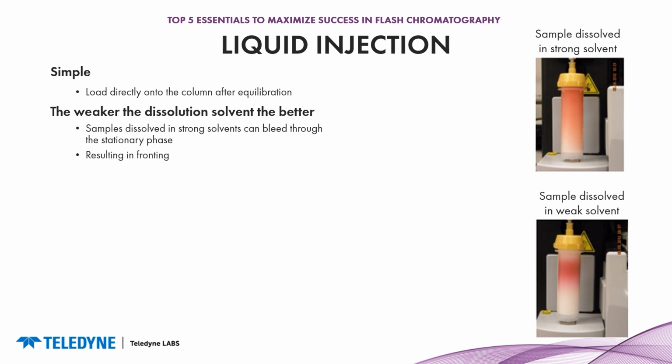Why should you be using liquid injection? Well, liquid injection is actually quite simple. All you have to do is load your sample onto the top of the column after equilibration is finished. Now, I will mention that you want to dissolve your sample in the weakest solvent possible. So if we look at the picture on the top right, that sample was dissolved in strong solvent. And that strong solvent is going to pull your compound down the column immediately. So this is going to result in a lot of fronting.